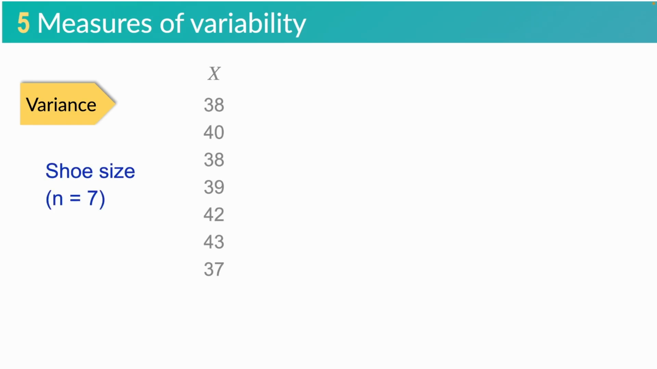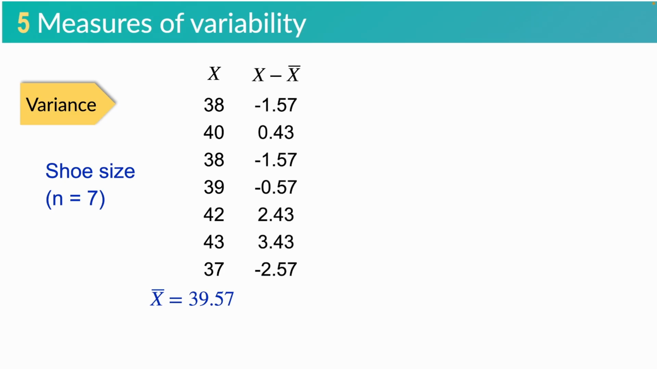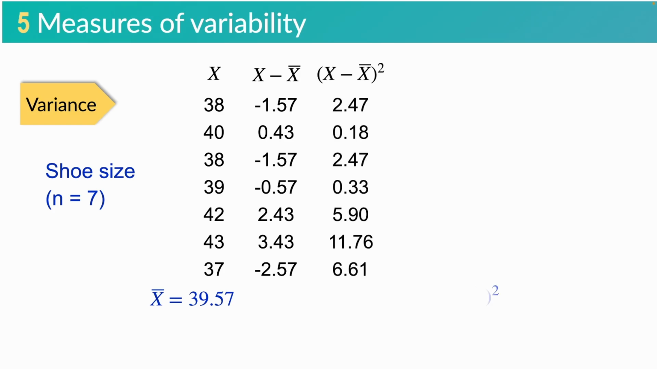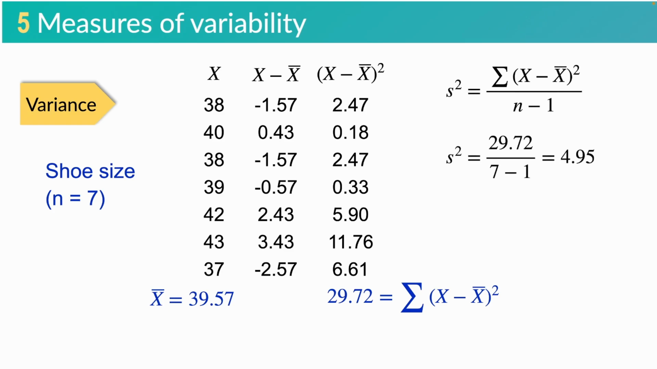We will calculate the variance of shoe size of the previous sample. The sample size is 7 and the data is vertically arranged. First of all, we calculate the mean of shoe size and it is 39.57. Then we calculate the deviation between each shoe size and the mean. The next step, we calculate the squared deviations and then we sum them up. We replace the sum of squared deviations and sample size into the formula to calculate the variance, and it is 4.95.